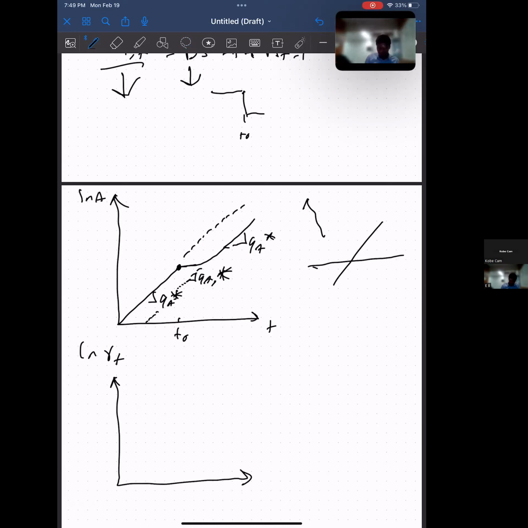So before this, we were at a certain growth rate of output, y star. And then GAT went down. So that means the growth rate of YT went down with the same slope. And then it's going right back eventually, like that. So these are two parallel lines. This time T0.